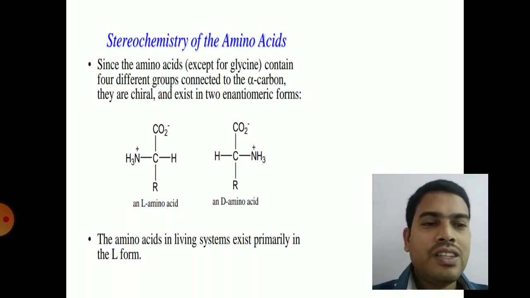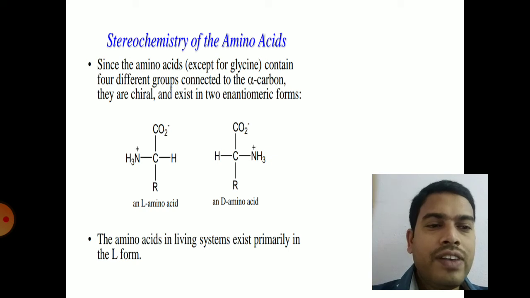So based on the position of the amino group and hydrogen atom, the amino acids are classified into two types, L amino acids and D amino acids. Only L and alpha amino acids are biologically active, and the proteins contain only these. The 20 standard amino acids which we have seen in the previous slides are all L and alpha amino acids that are used in the process of protein synthesis.